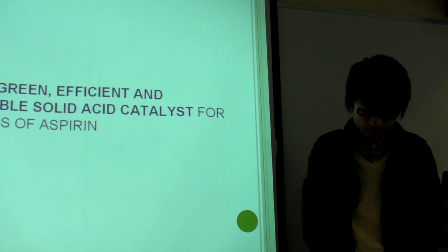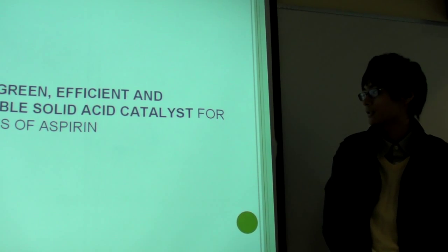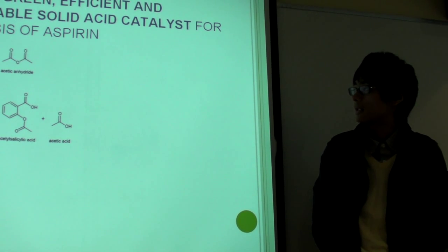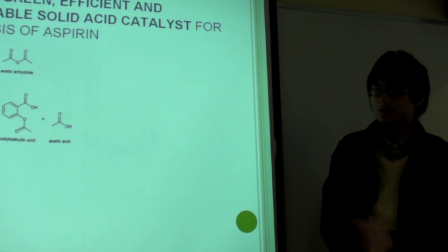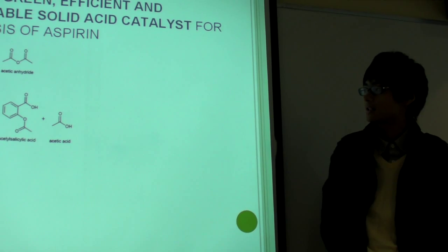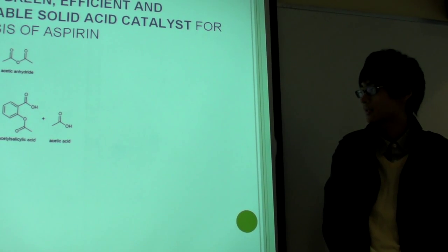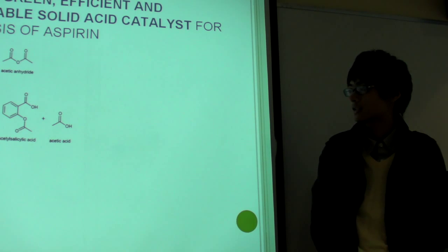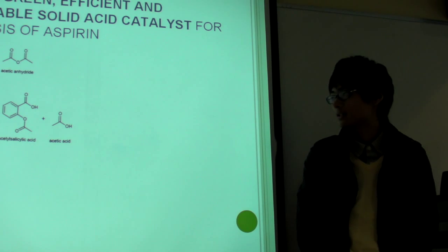The second topic I would like to talk about is using a green, efficient, and recyclable solid catalyst for the synthesis of aspirin. In the past, in the synthetic method of aspirin, we used salicylic acid, which we gain from willow bark, a kind of tree, to react with acetic anhydride with a catalyst, and we generate acetylsalicylic acid, which is aspirin, and acetic acid. Traditionally, the catalyst used is concentrated sulfuric acid. However, this acid is environmentally unfriendly because it is very corrosive.